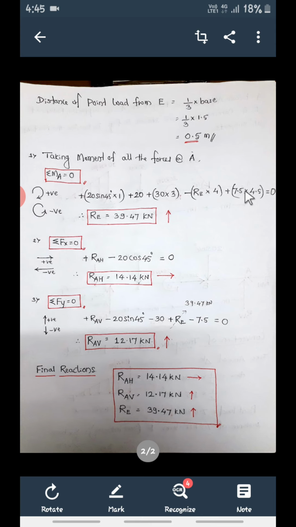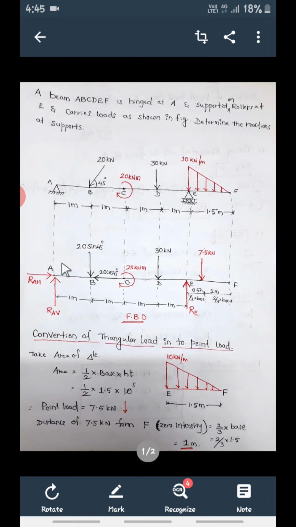Next, 7.5 into 4.5. Don't forget to take this force. It is plus 7.5 into 4.5. So 7.5 is the point load, and what is the perpendicular distance between this 7.5 and A? 1, 2, 3, 4. 4 plus 0.5, that is 4.5. With reference to A, this will be clockwise. So it is plus 7.5 into 4.5.